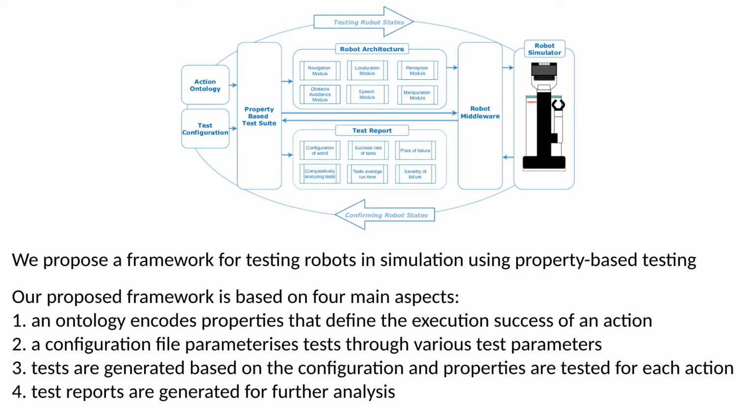To ensure test flexibility, we parameterize tests using a configuration file that defines parameters such as the possible worlds in which the robot can be tested or the objects that can be used in the tests. Using the information from the configuration file, we generate test scenarios and verify the action properties after the execution of each respective action in a test scenario. The results of the tests are used to generate test reports, which can be used for analyzing the tests and potentially for identifying the reasons for encountered failures.